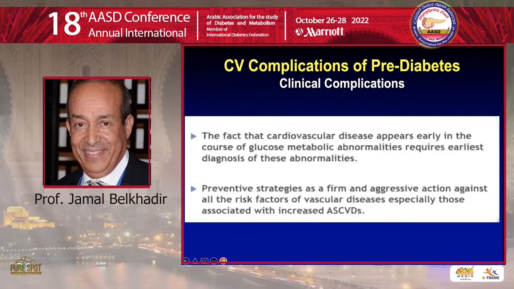And the fact that cardiovascular disease appears early in the course of glucose metabolic abnormalities requires earliest diagnosis of these abnormalities and preventive strategies, as well as firm and aggressive action against all the risk factors of vascular disease, especially those associated with increased atherosclerosis and cardiovascular risk.